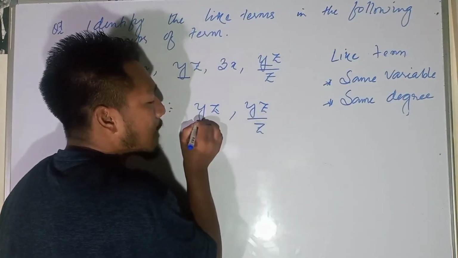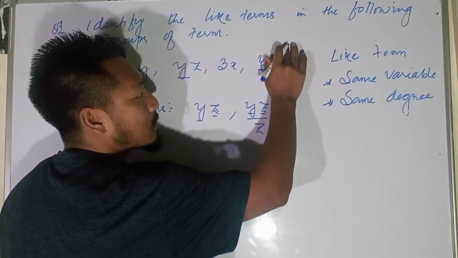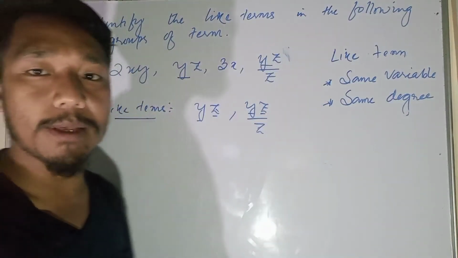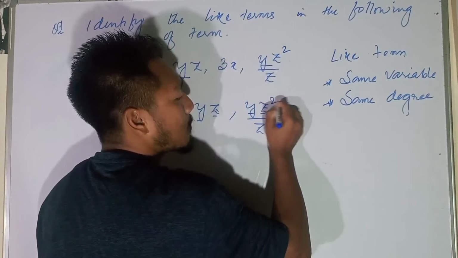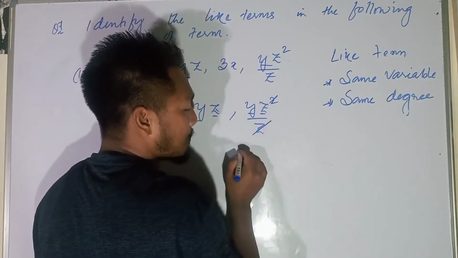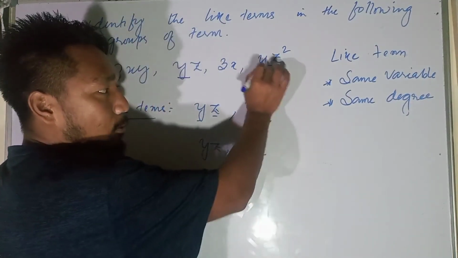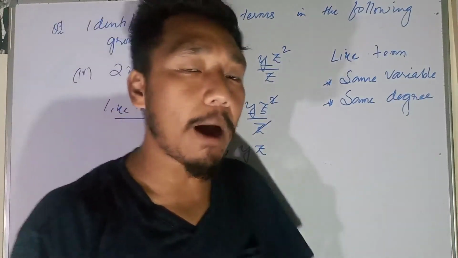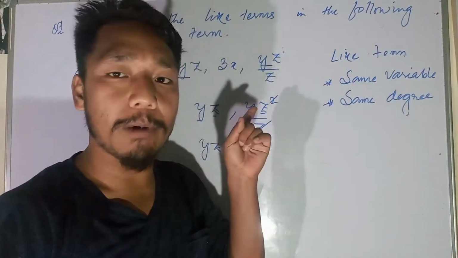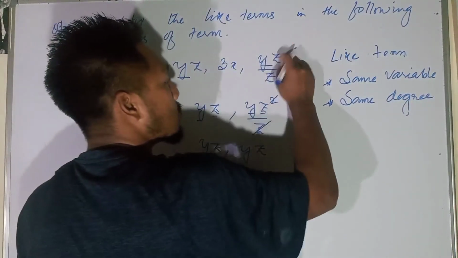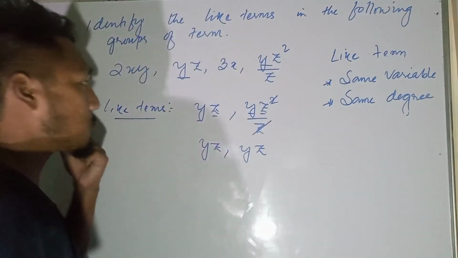Actually, it should be y squared, if I'm not wrong. Somewhere in the question some mistake has been made. If it is y squared there, then these two are like terms. If I cancel these two, what remains? yz and yz. So if it is yz, these two are like terms, since there is no square in the power, we can consider them to be like terms. There is some printing mistake here; I believe this is squared here. So this is what the like term is.